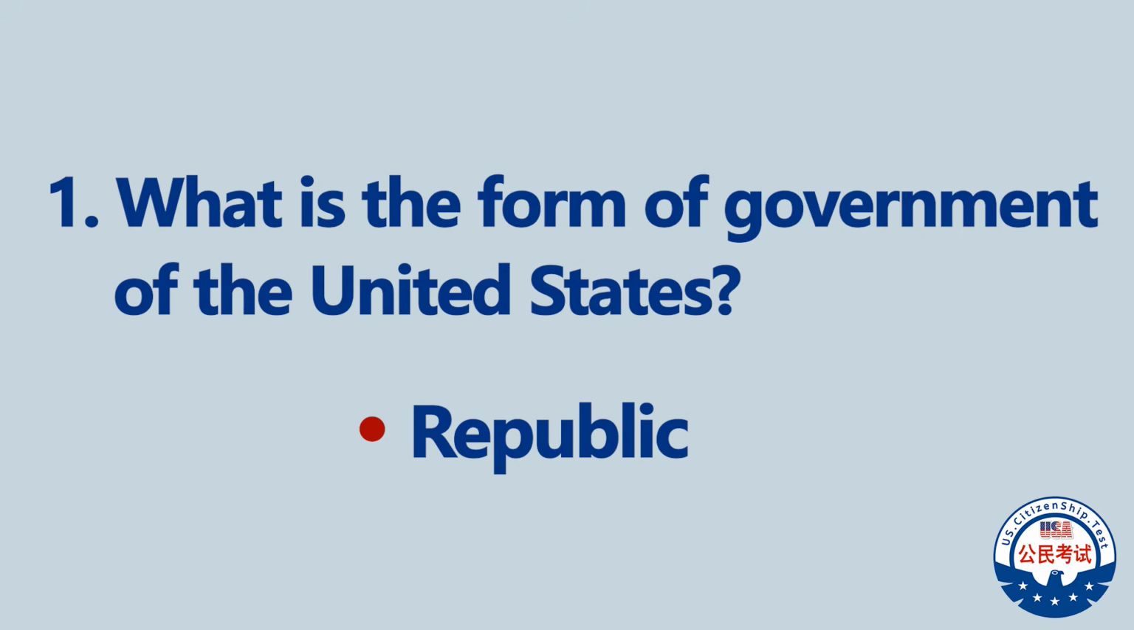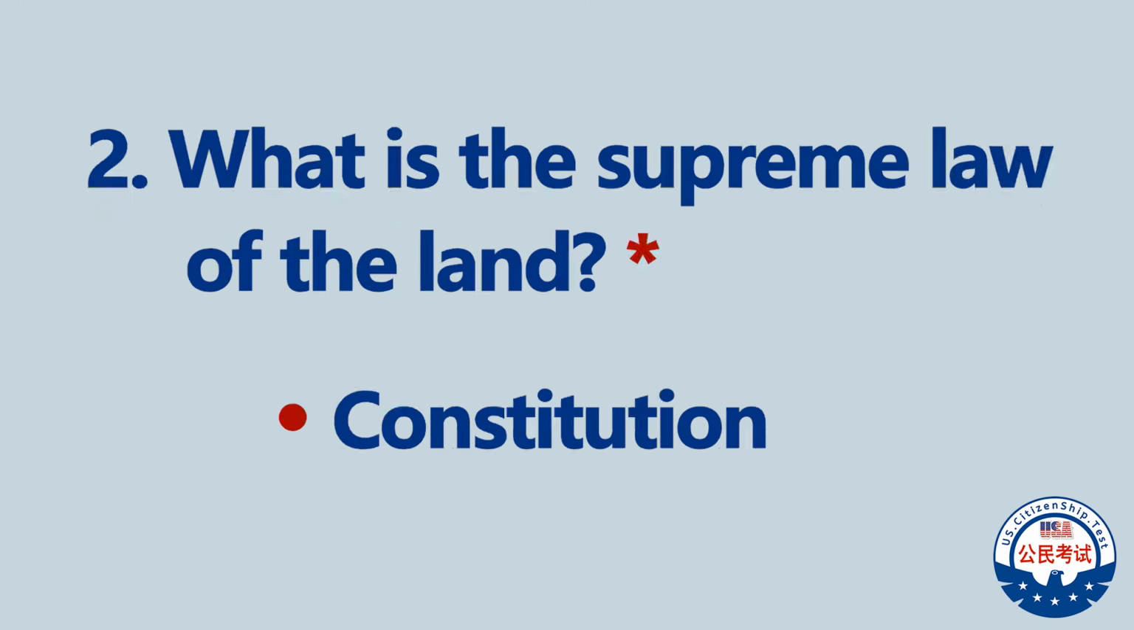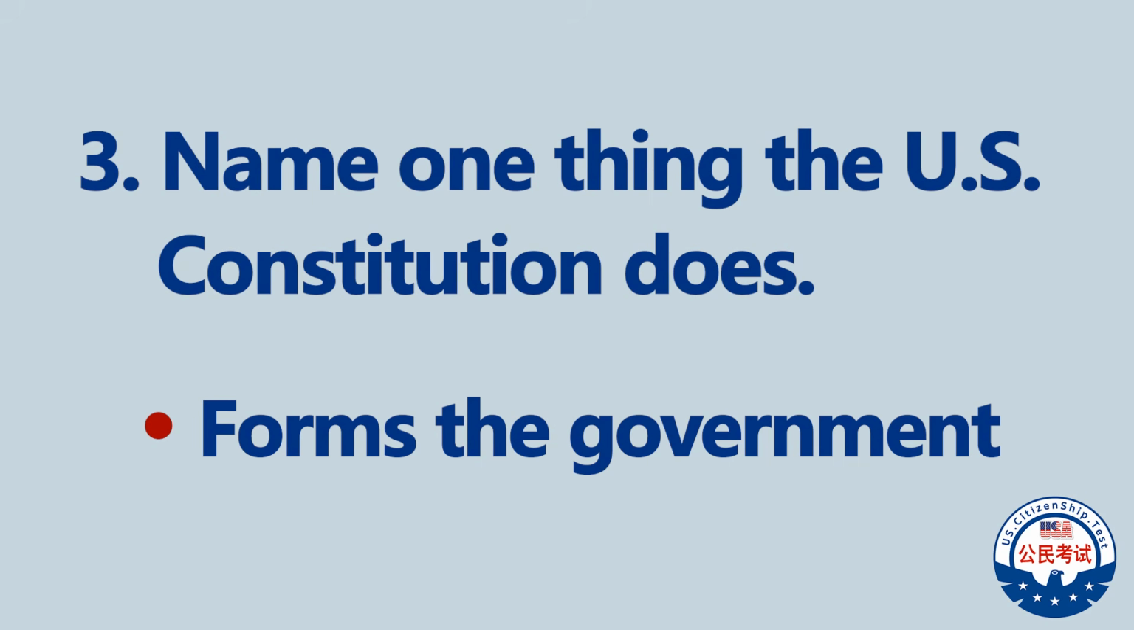What is the form of government of the United States? Republic. What is the supreme law of the land? Constitution. Name one thing the U.S. Constitution does. Forms the government.